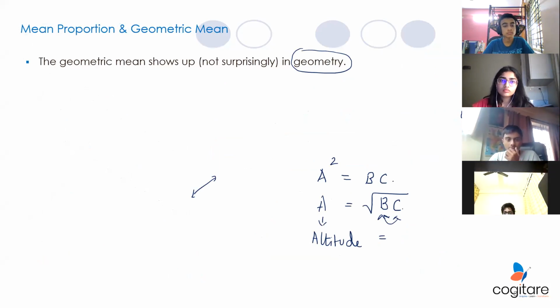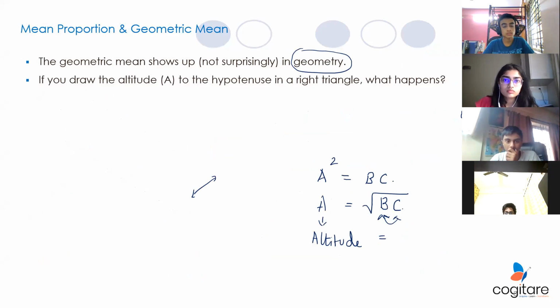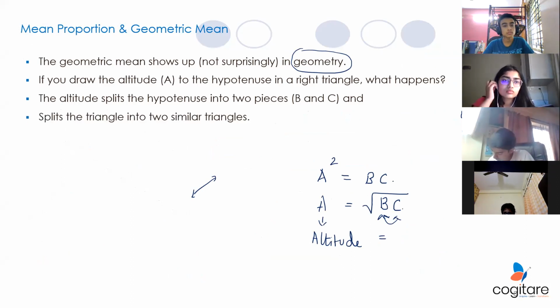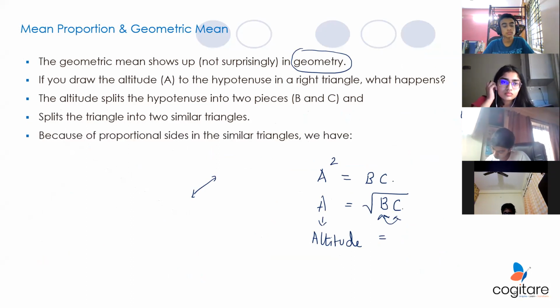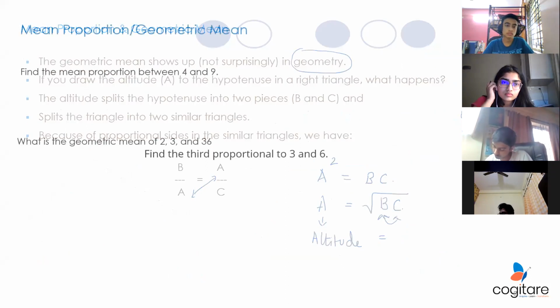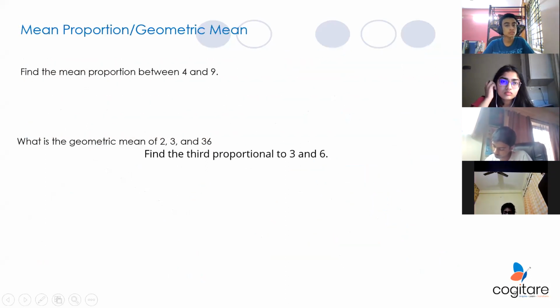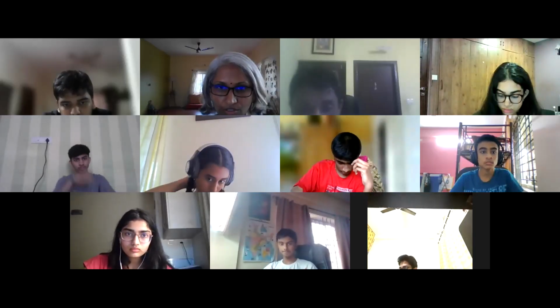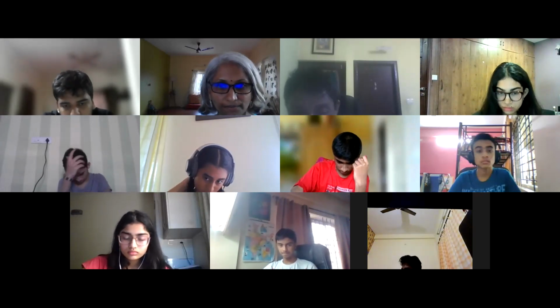The geometric mean is called that because it shows up in geometry, right? If you draw an altitude to the hypotenuse, then it splits the hypotenuse into pieces, and the ratio is given by A squared is equal to the product of the two parts, BD times DC. That's all. Same thing I've just summarized. Okay, moving on. Oops, hold on. I forgot to rearrange. Just give me one second.